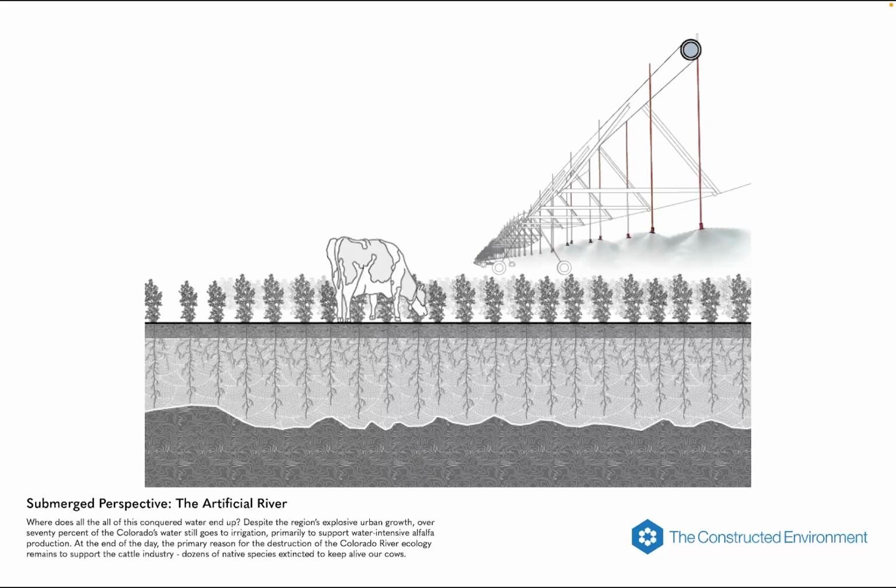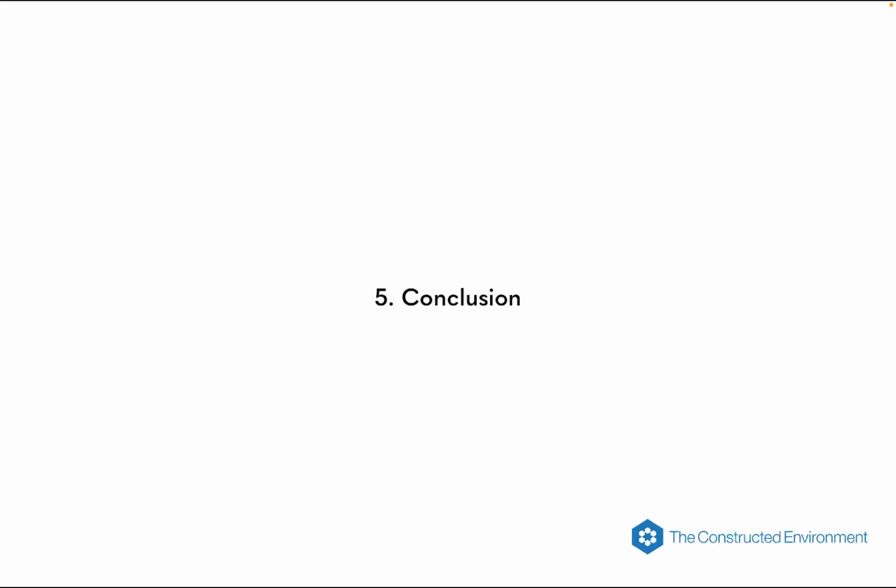One last perspective that this study has considered is the artificial river. Where does all this conquered water end up? Despite the region's explosive urban growth, over 70% of the Colorado's water still goes to irrigation, primarily to support water-intensive alfalfa production. At the end of the day, the primary reason for the destruction of the Colorado River ecology remains to support the cattle industry. Dozens of native species extincted to keep alive our cows.